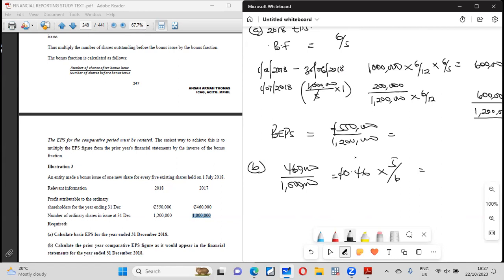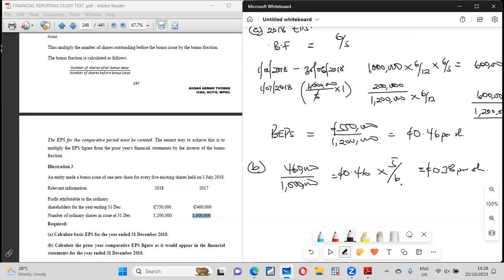So the first one, the 2018 earnings per share, is 0.458, right? So convert it well. So it will be 0.46 per share. 46, yes, yeah. And this one, that is 0.38. 0.38 per share.